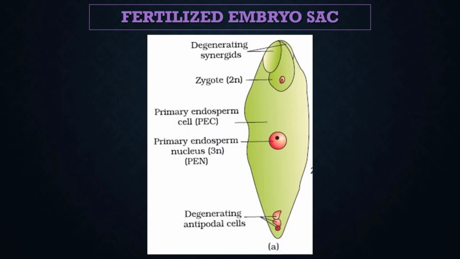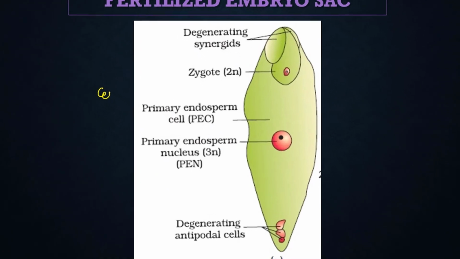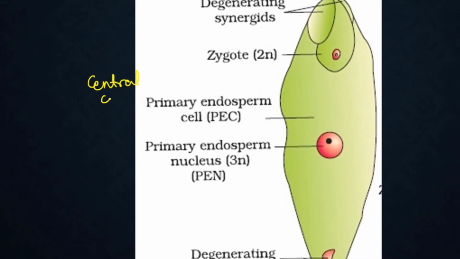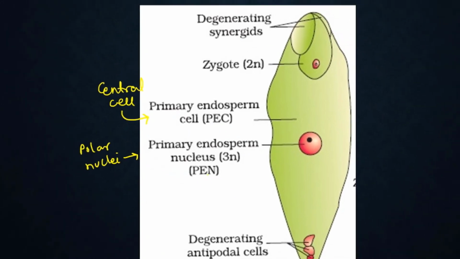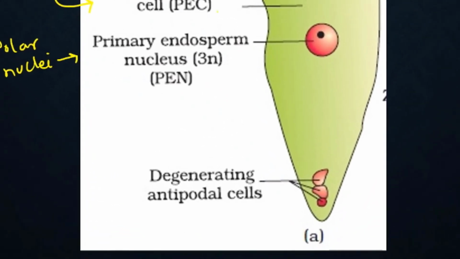After fertilization, there are certain changes in the embryo sac, and one of the primary changes you can see directly in the center. You can see here that we had the central cell, and the central cell has now developed into the primary endosperm cell. And if you remember, the polar nuclei that we had have developed into the primary endosperm nucleus, that is again triploid in nature. Now again you can see here there are degenerating antipodal cells.